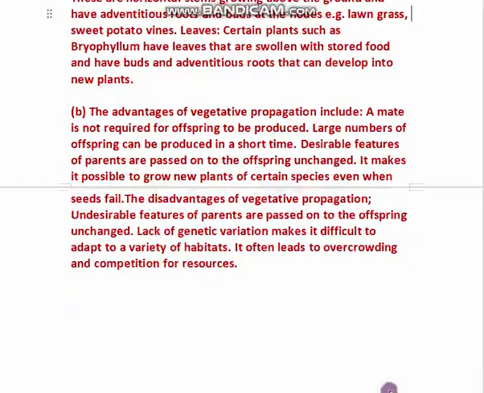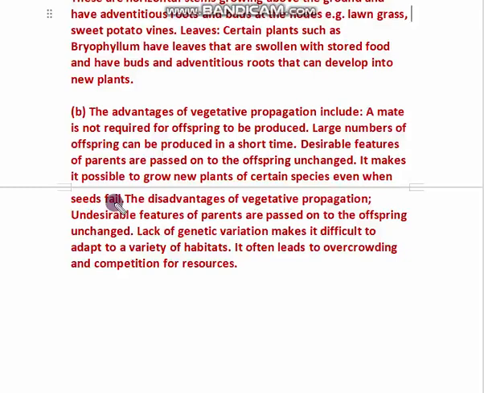So here's the answer. The advantages of vegetative propagation include: a mate is not required for offspring to be produced. Large numbers of offspring can be produced in a short time. Desirable features of the parent are passed on to the offspring unchanged. It makes it possible to grow new plants of certain species even when seeds fail. Okay, so these were the advantages.